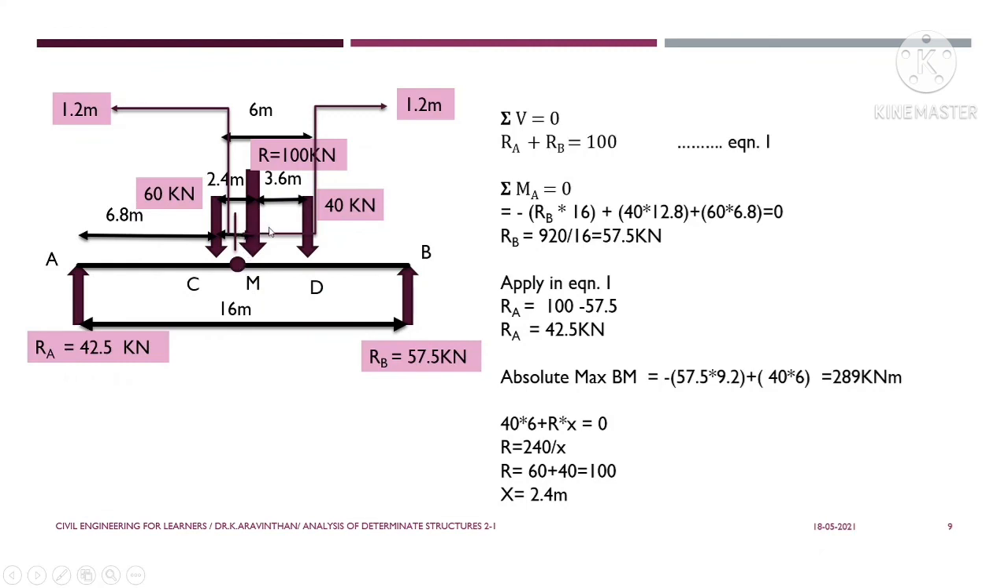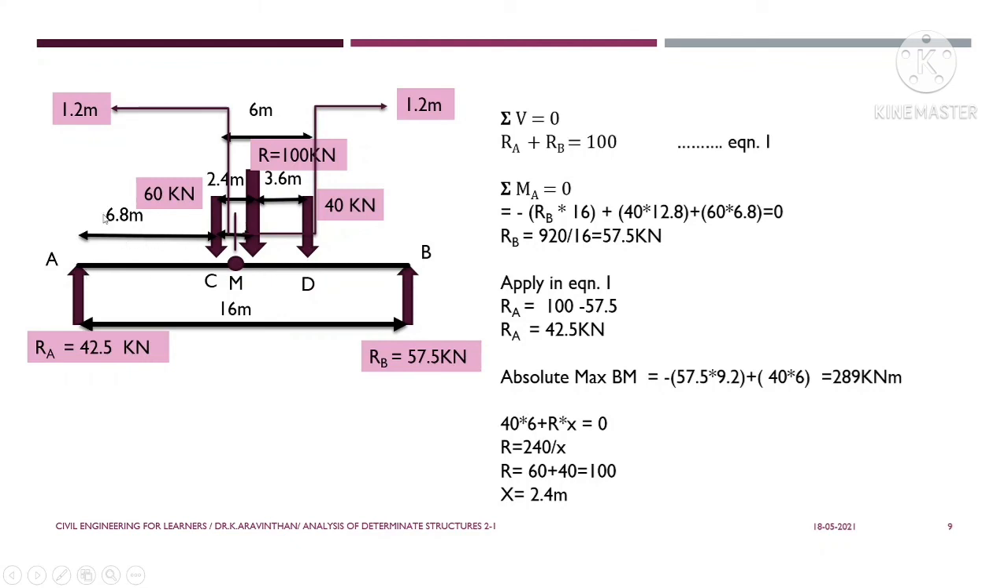So after this midpoint to the 40 kilonewton load, you will be having 3.6 meter, and the remaining distance will be 1.2. So this is 3.6 and 1.2 is 4.8. So from the midpoint, the 40 kilonewton load is at 3.6 meter. This is 1.2 meter and this is 3.6 meter. If I add these two, I will be getting 4.8 meter, and the midpoint is exactly at 8 meter. So 8 plus 4.8 is 12.8 meter. So 40 into 12.8 meter.